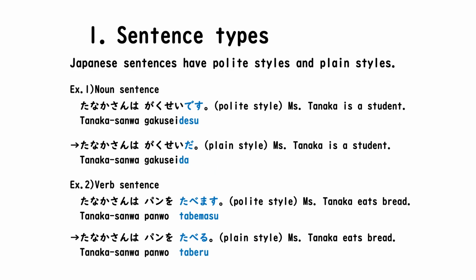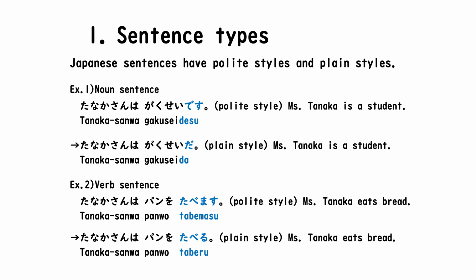Another feature of Japanese sentences is that there are polite styles and plain styles. Polite styles are used when talking to superiors or people who are not very close, or when writing letters. On the other hand, plain styles are used when talking with very close friends, writing a novel or diary, and so on. Let's look at some examples.